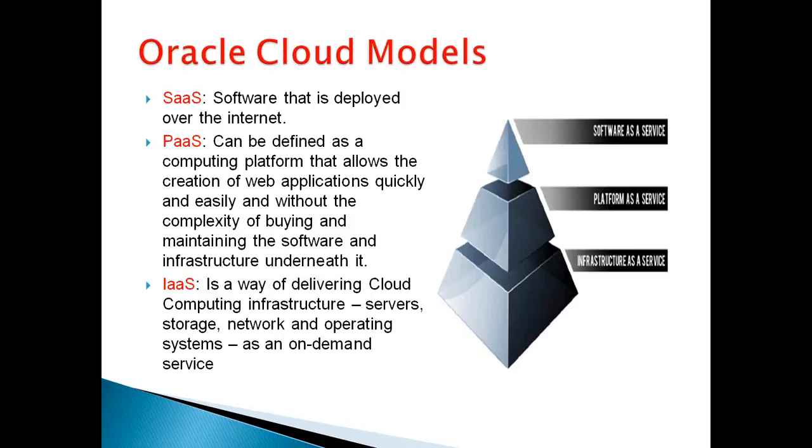So here we were able to see the three categories of cloud computing: software as a service, platform as a service, and infrastructure as a service. So SaaS, which is a very demanding term nowadays in the market, is software that is deployed over the internet. That's what we call SaaS.